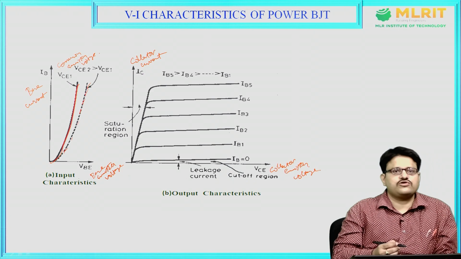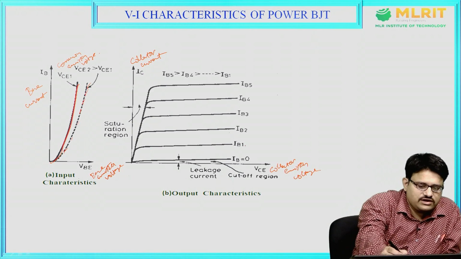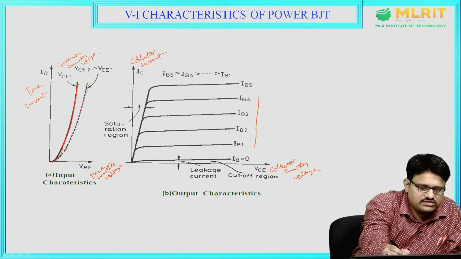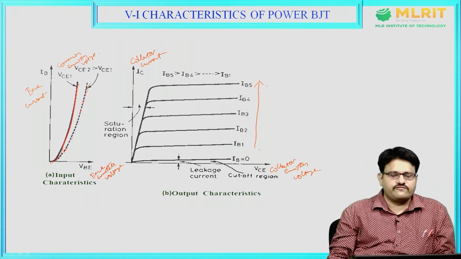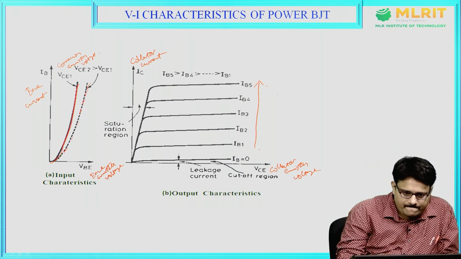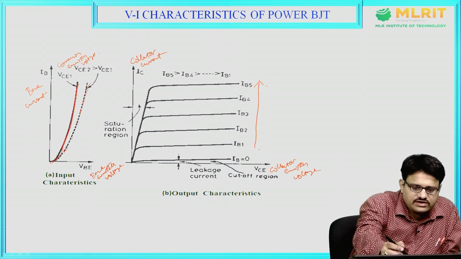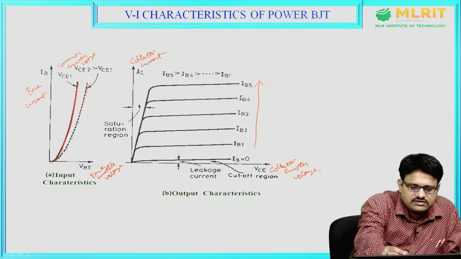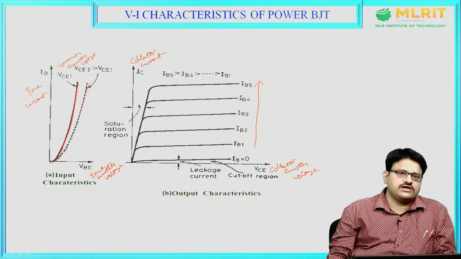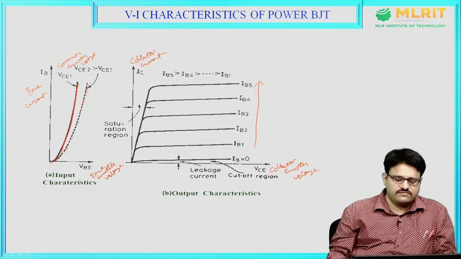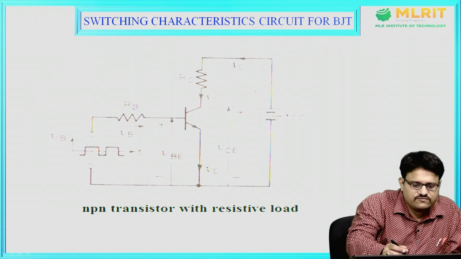nothing but the output characteristics drawn here, and the base current is increasing like this. So IB1, IB2, IB3, IB4, IB5. Actually IB5 is greater than IB4, greater than IB3, greater than IB2, greater than IB1. Like that the output characteristics are increasing.